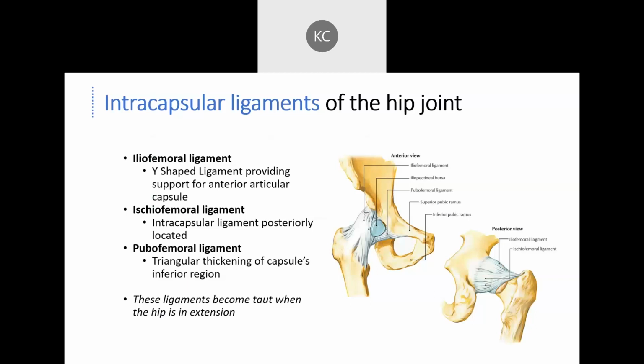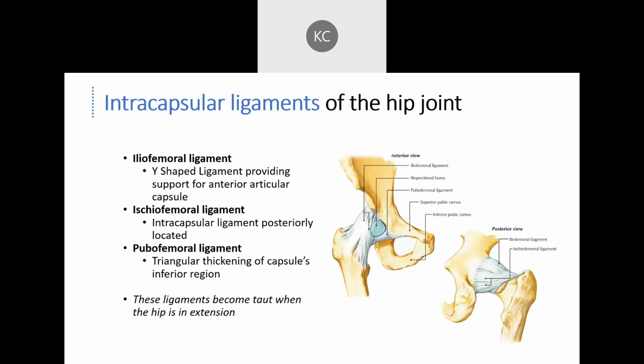So if you think about this, if these ligaments, the ilio, ischio, and pubofemoral ligaments, are becoming more taut, more tight in extension, what does that mean about the likelihood of dislocating your hip while in extension versus flexion, right? So think about it for a second. If they're becoming more tight, more taut while in extension, that's going to make you less likely to dislocate the hip while in extension, but you're more likely to dislocate it while you're in flexion, right?